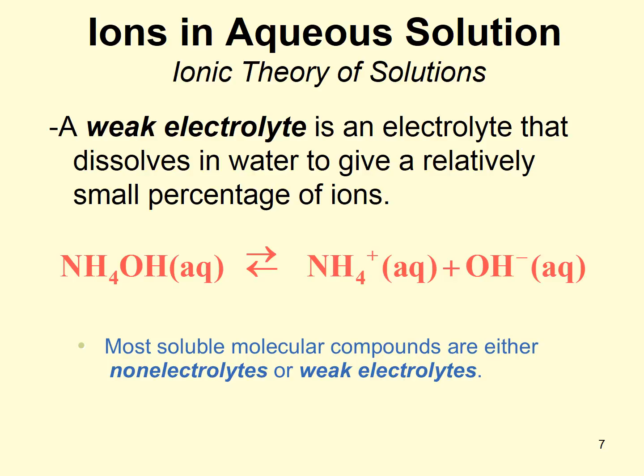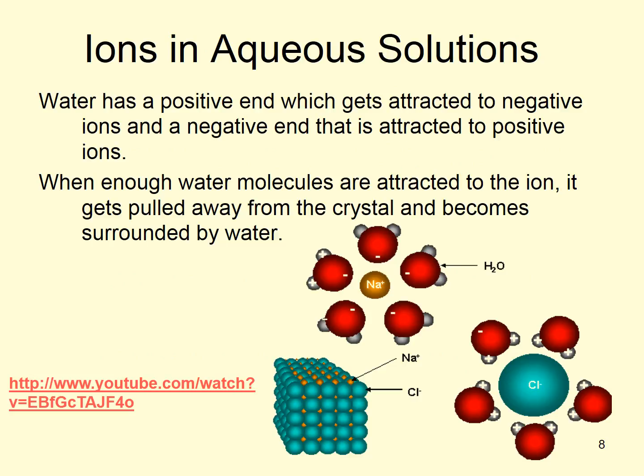Most soluble molecular compounds, as you can see, are either non-electrolytes or electrolytes. Okay, so what's actually happening in the water? It's a little bit hard for me to show you this, so I would highly recommend either clicking on this link to watch this YouTube video, which shows you the dissociation of ions in solution. I think it's a very visual thing. Or also make sure and check out some of the other videos that I have links to. Tyler DeWitt does a really good job talking about what happens when things dissolve.